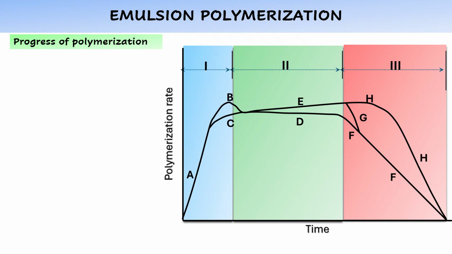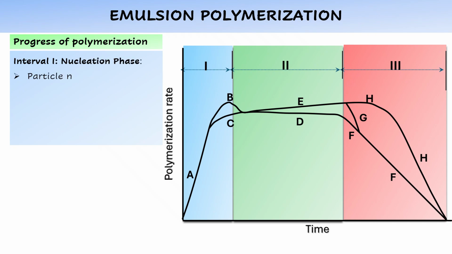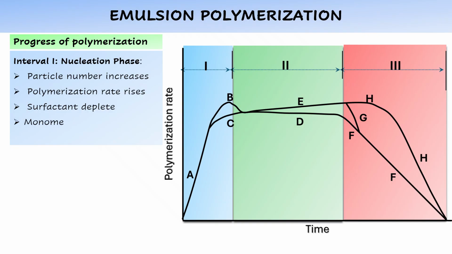The progress of emulsion polymerization proceeds through three intervals. We begin with interval 1, the nucleation phase. This is the startup period where the action is fast and dynamic. The number of polymer particles increases rapidly as micelles or precipitated oligomers are converted into new particles. Because we are creating more and more active reaction sites, the overall polymerization rate rises sharply.